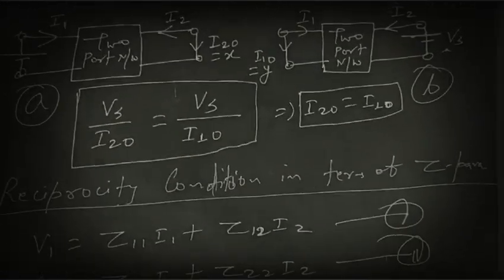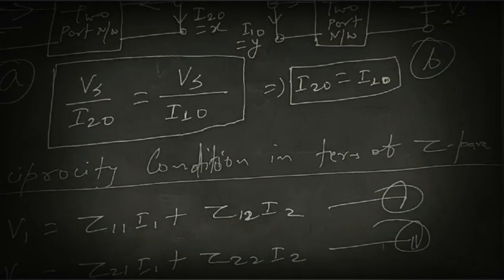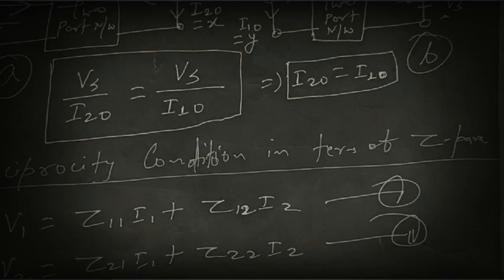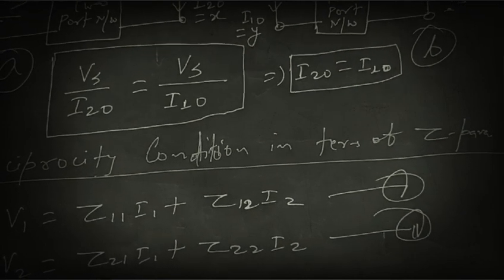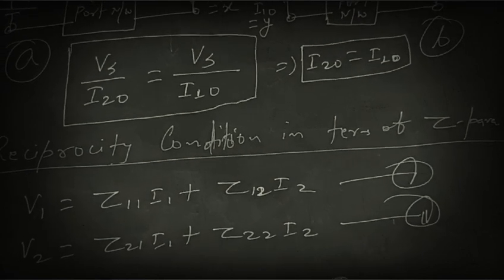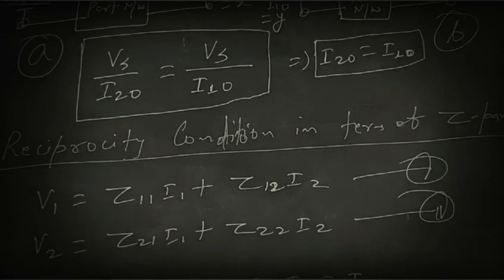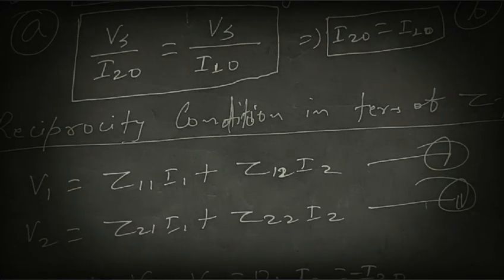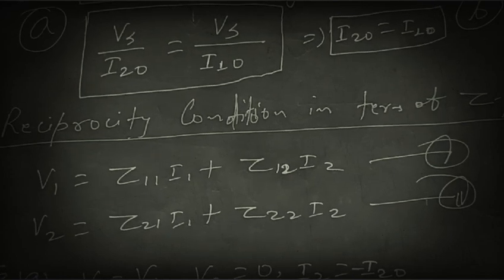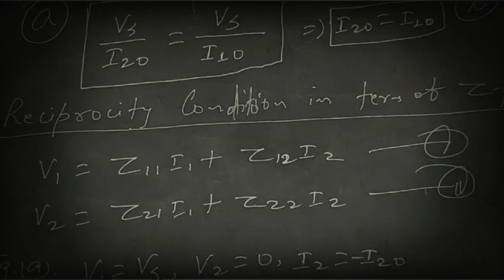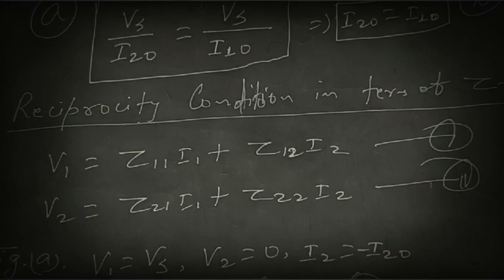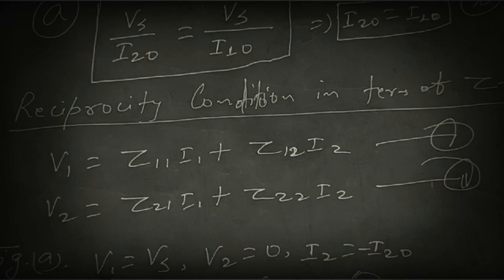So let's study the reciprocity condition in terms of Z parameters. That means we'll study the reciprocity conditions in terms of different network parameters. So let us start with Z parameters. What are the steps to find the reciprocity conditions? The first step, we'll write the equations in terms of Z parameters. That is V1 equal to Z11 into I1 plus Z12 into I2. Similarly, V2 will be equal to Z21 into I1 plus Z22 into I2.